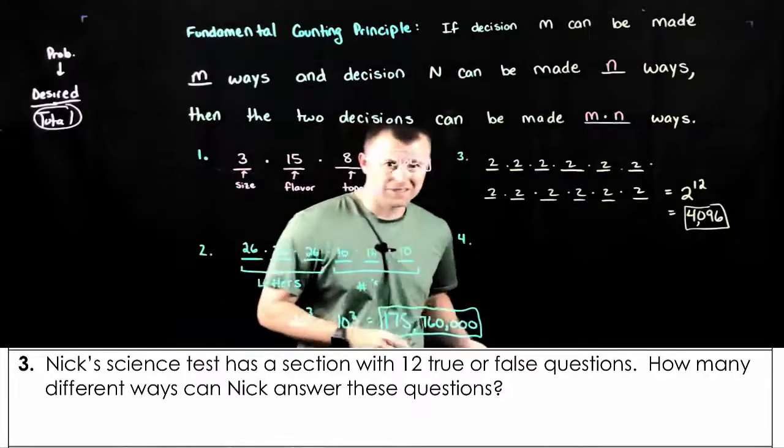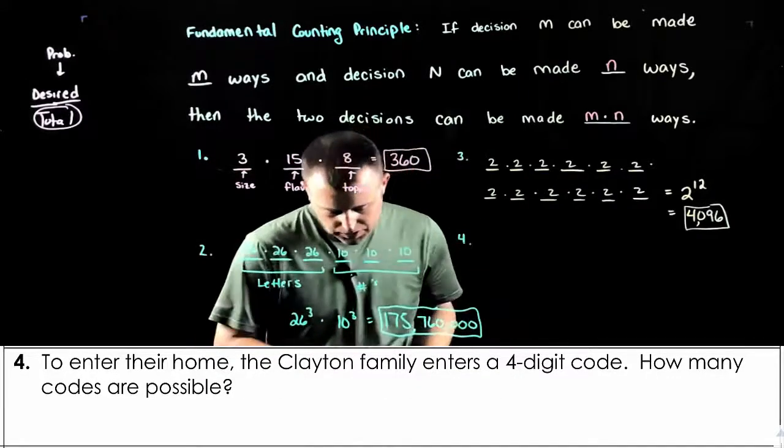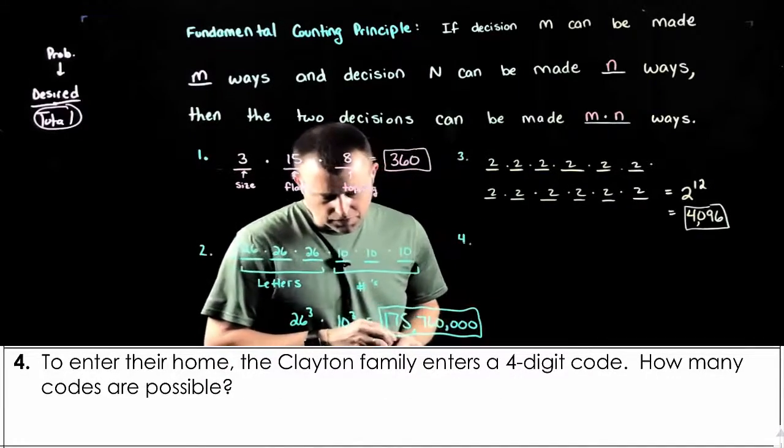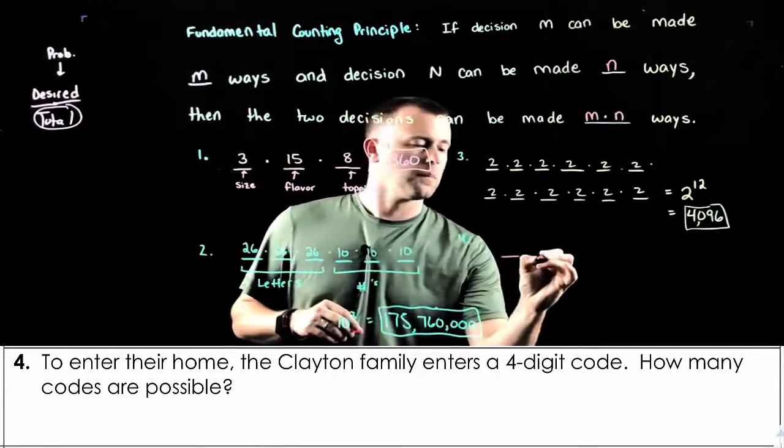Actually 4,096 of them. And then number 4, the last one for the fundamental counting principle: we have to enter their home. The Clayton family enters a 4-digit code. So how many codes are possible? So we're going to enter a 4-digit code.